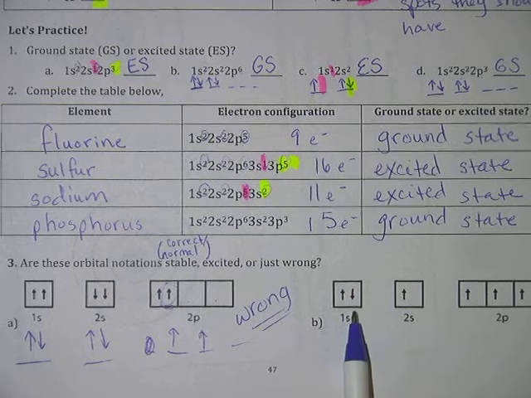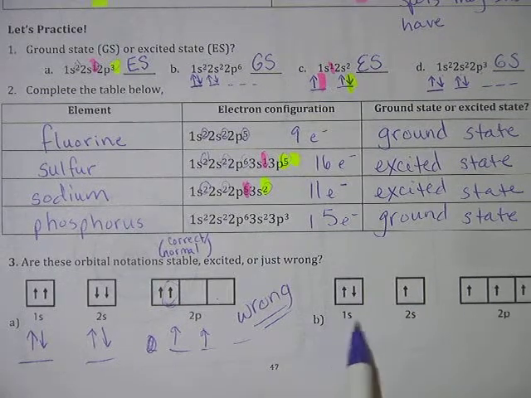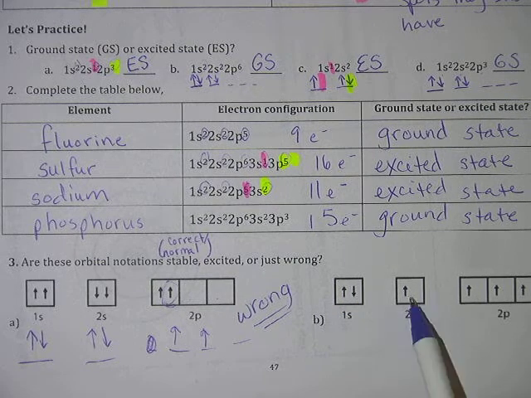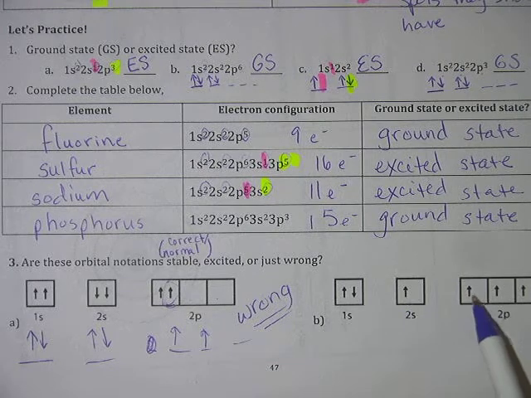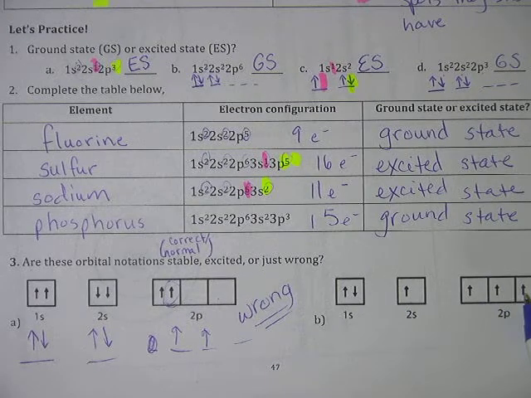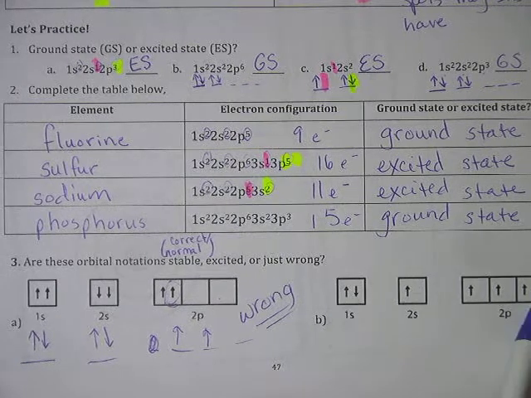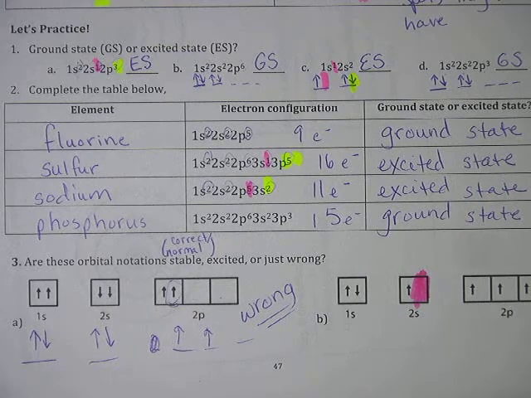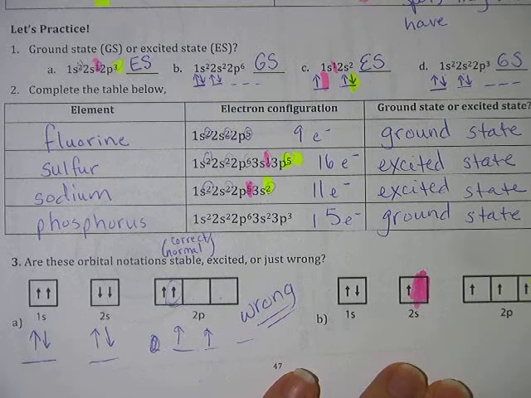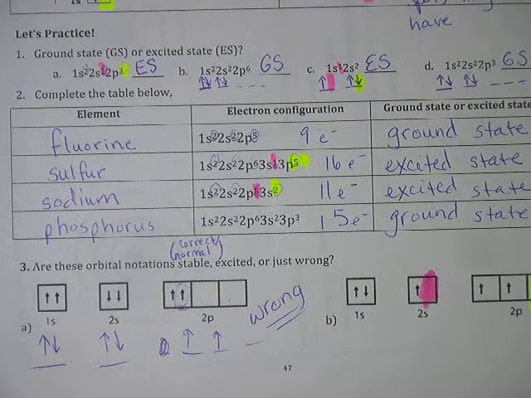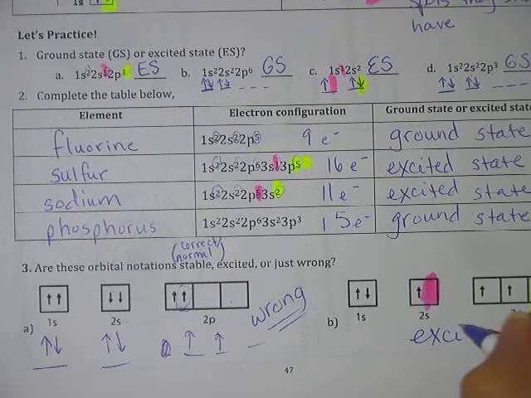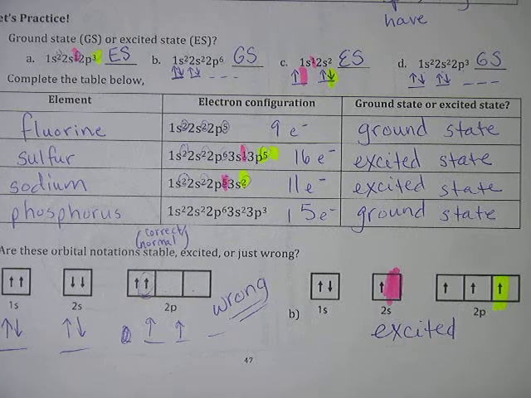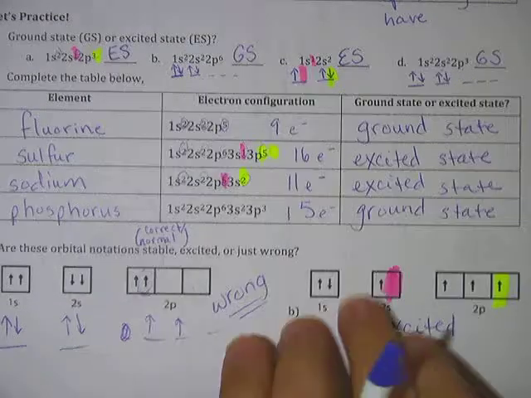If we look at part B, we've got 1s looks correct. There's an up and a down. 2s, you have just an up. 2p, you have 3 ups, each in their own orbital. There's nothing really wrong with this. What we really have is an empty spot that shouldn't be empty, which means that one of these electrons is just higher energy than it's supposed to be. So this is excited. And when you're done writing that, you can turn the page.